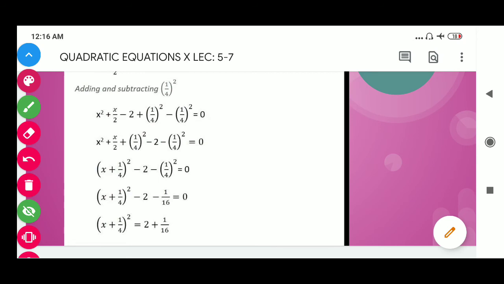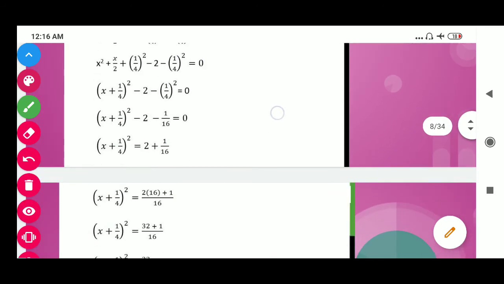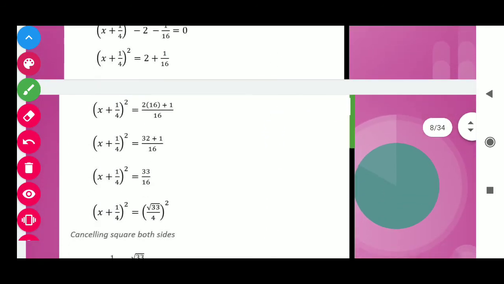Now students, here these minus 2 and 1 over 4 whole squared terms will together simplified. Okay, and we can take this to the right hand side. You will see here that 2 plus 1 over 16, both signs will change because we move these terms to the right hand side. Now students, here you can see we will take LCM of these. We get 16 in the denominator. In this way we get 33 over 16.